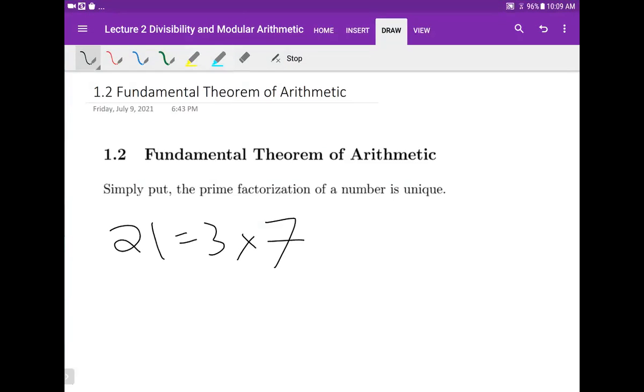Okay. So the prime factorization of a number is unique. So 21 is equal to 3 times 7, but it won't be equal to any other primes that can multiply to it.